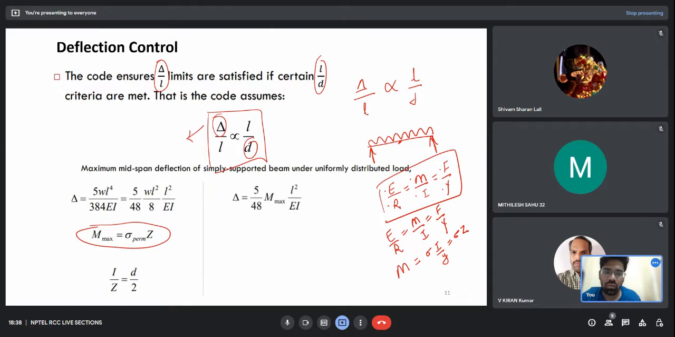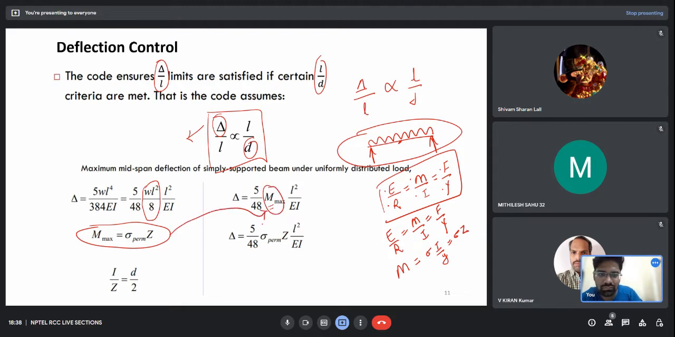And now our deflection, I have replaced. You can just simply figure it out. I have replaced something here. WL square by 8 is what? Maximum moment of this simply supported beam. WL square by 8. So I have replaced it with M max. L square by, and the rest are the same. Now I am replacing this M max with this. So I am getting sigma this. Let me just delete this.